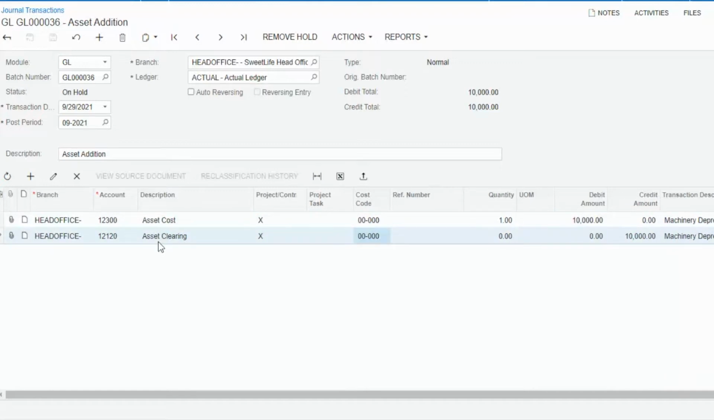This batch is not going to be scheduled as a recurring transaction. This one is for one specific fixed asset, and every time we have a new one, we will have to do this all over again.